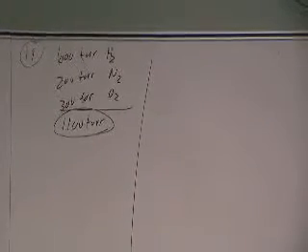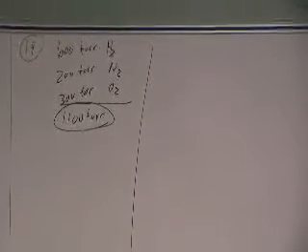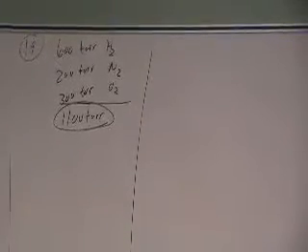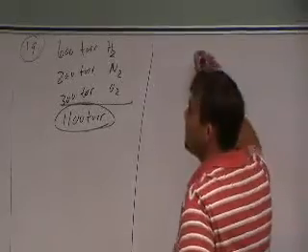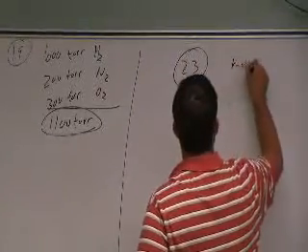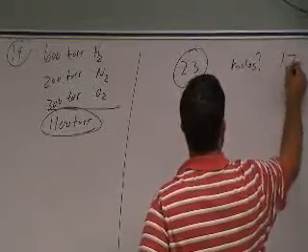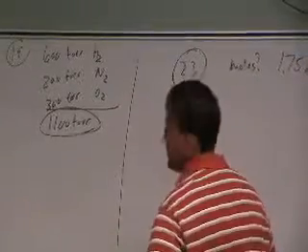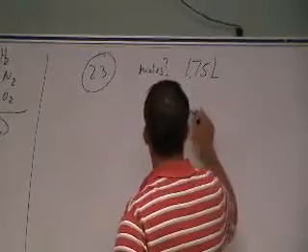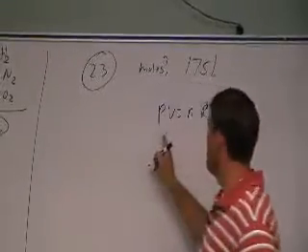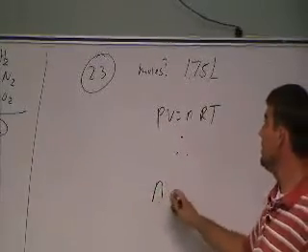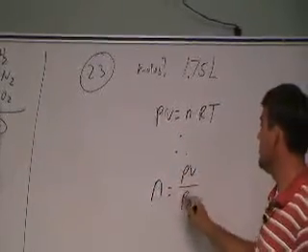Number 23. How many moles of oxygen will occupy 1.75 liters at STP? All right. So we're looking for moles. 1.75 liters is what's given. So we've got PV equals nRT. We're looking for moles. Which one of these is a mole? n. So n equals PV over RT.